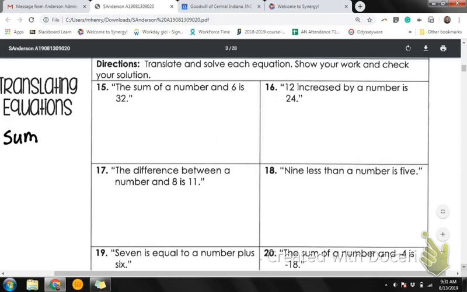Sum means what in math? Sum means that you are adding. What does difference mean you're doing? Difference means you are subtracting. What about product? The product is the answer to a multiplication problem. Does anyone know what the answer to a division problem is called? Quotient. Good. Quotient.